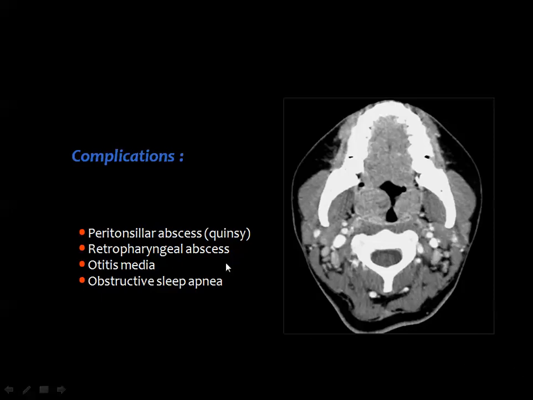Then complications: a spread of the infection to the peritonsillar area, forming an abscess, or extension into the retropharynx, leading to a retropharyngeal abscess. It may extend to the ear across the Eustachian tube, leading to otitis media, or sometimes, whenever they are kissing, they may lead to obstructive sleep apnea.